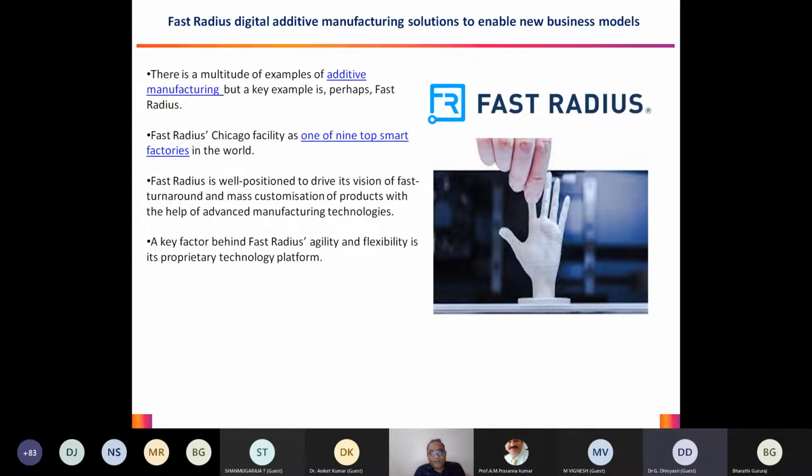They also have customized solutions which are very proprietary models. As of now, there are not many details out on Fast Radius as far as the 3D technology is concerned. They have kept the secret to themselves, but they are able to deliver on the manufacturing front to most of the companies around the world, right?